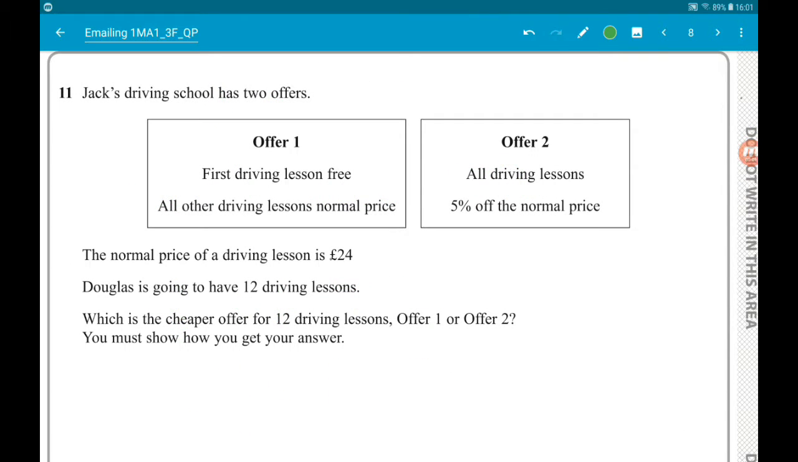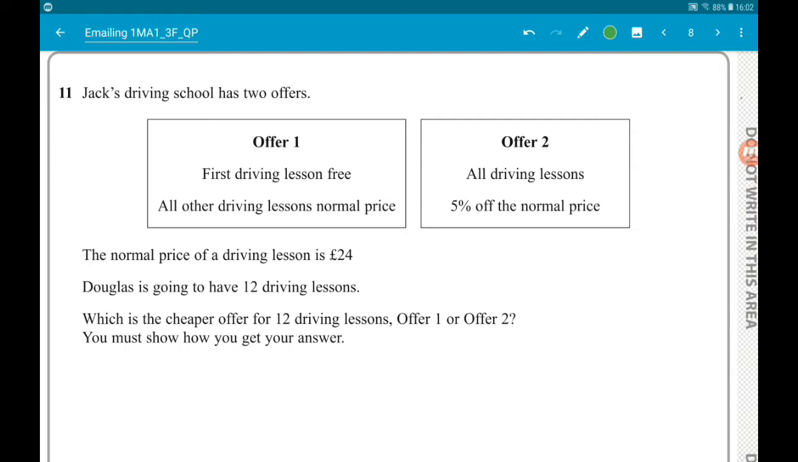Okay, number 11, we have some Best Buy. So Jack's driving school has 2 offers. Offer 1 is the first driving lesson is free. All others are the normal price. Or offer 2, all driving lessons 5% off the normal price. The normal price of a driving lesson is £24. Douglas is going to have 12 driving lessons. What is the cheaper offer for 12 driving lessons? Offer 1 or 2. You must show your working.